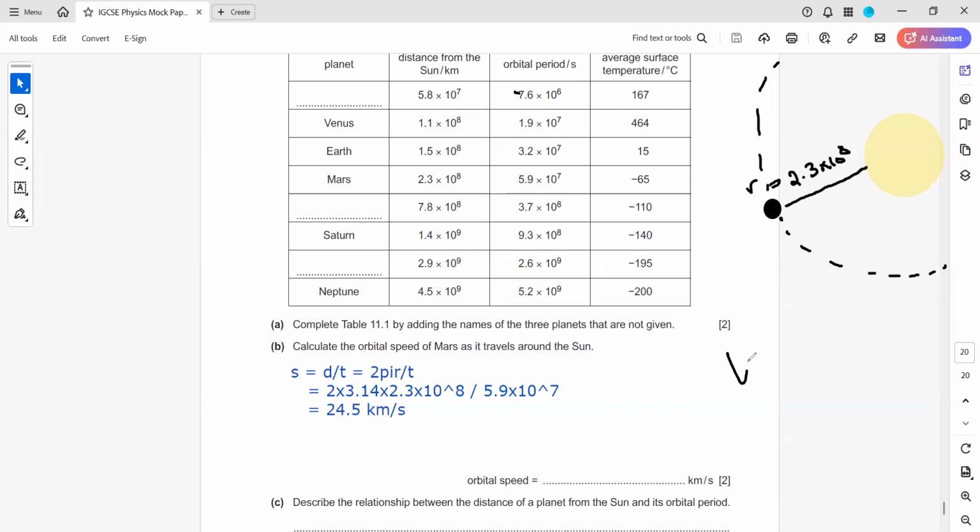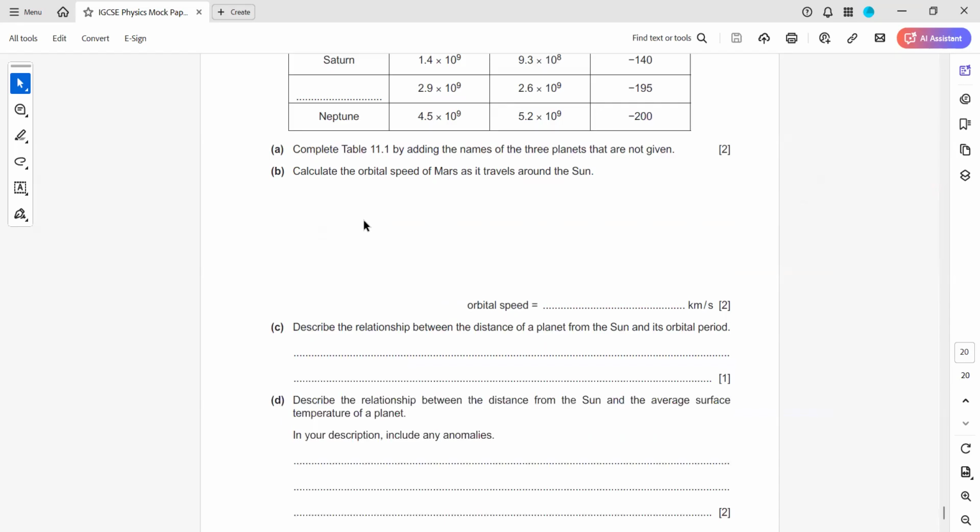And the formula for orbital speed is 2πr divided by T, where T is the orbital time. So it will be 2 × 3.14 × 2.3 × 10^8, that is the radius, divided by the time. The time is 5.9 × 10^7 seconds. When you divide, you will get 24.7 kilometer per second. And we expect, like Earth, it's about 30. As the planets are closer to the sun, they have a lower gravitational potential energy and a higher kinetic energy. So the planets near the sun are moving at a higher speed as compared to those further from the sun.